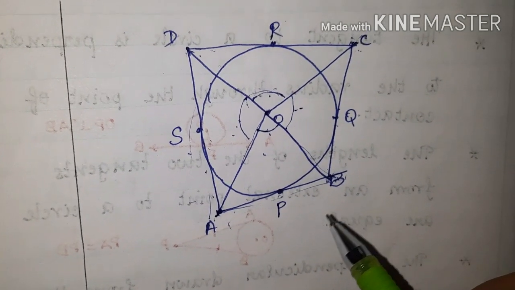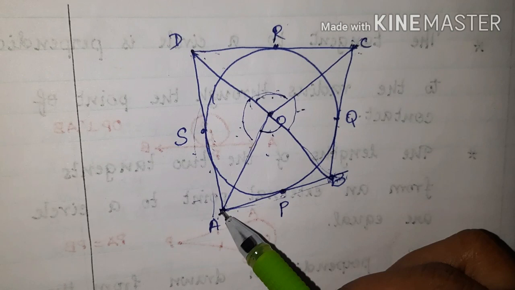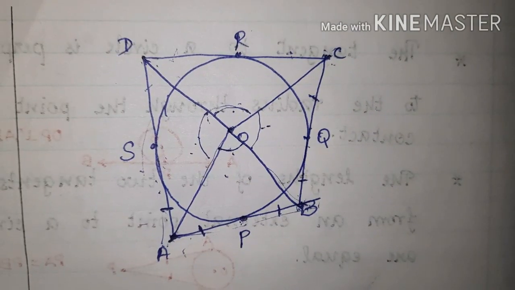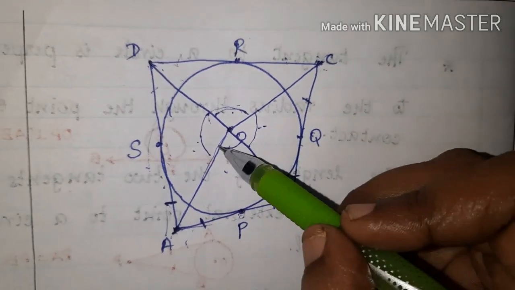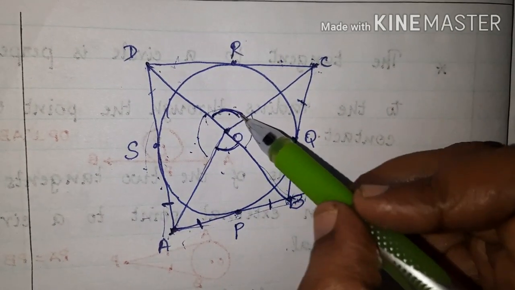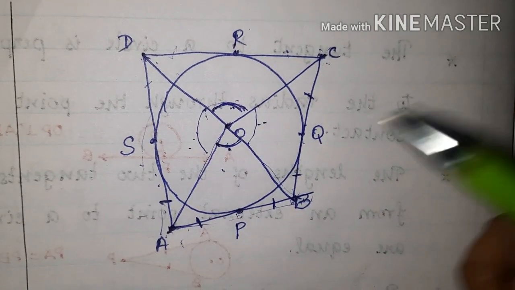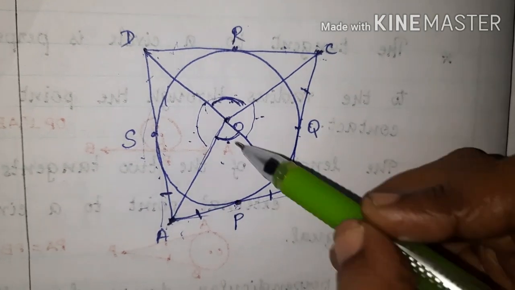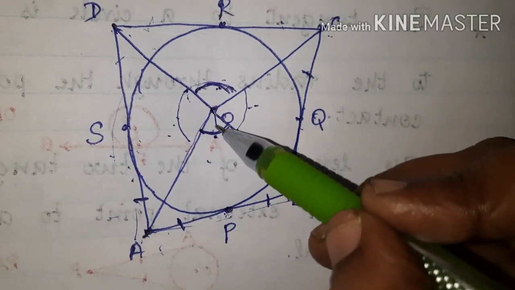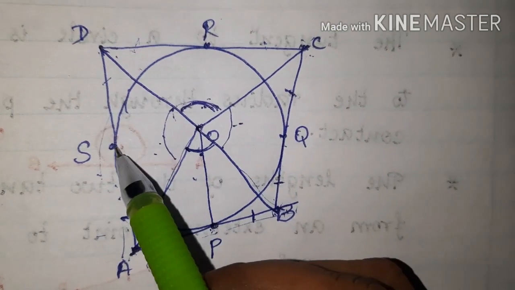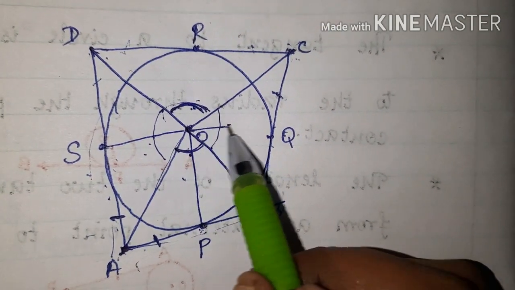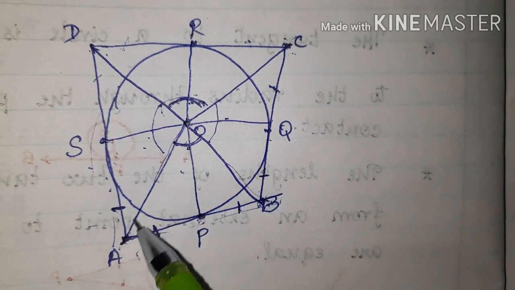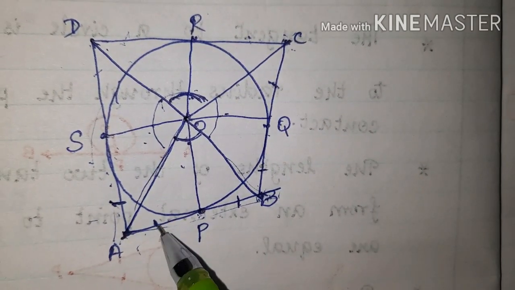So by the theorem we can say the lengths of the 2 tangents drawn from an external point to the circle will be equal. Now we are going to prove that the sum of the angles subtended by 2 opposite sides is equal to 180 degrees. For that, let me join the points of contact with the center. So I am going to join OP. Likewise, OS, then OQ, and then OR.